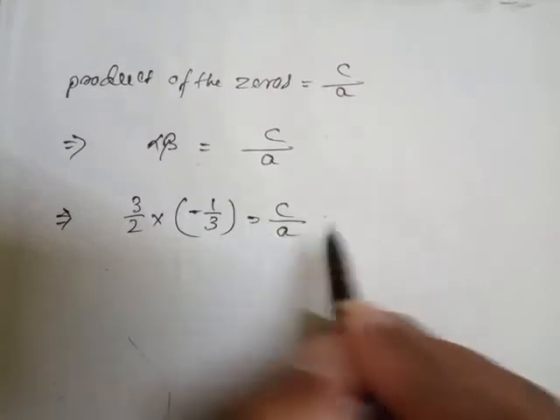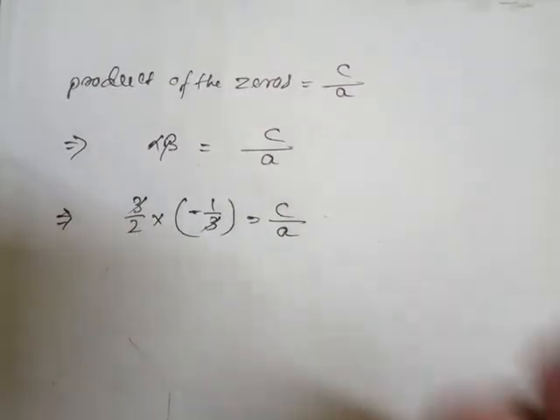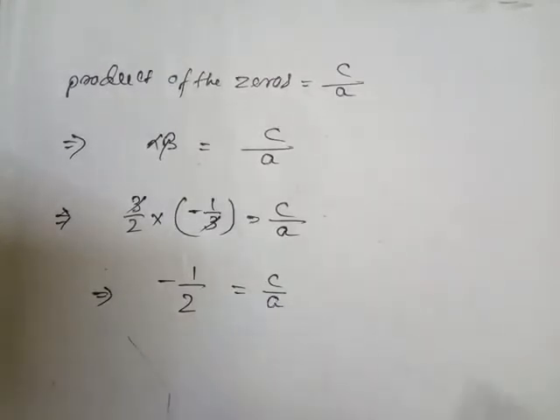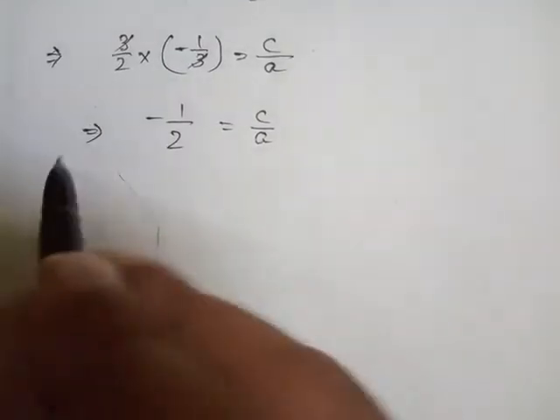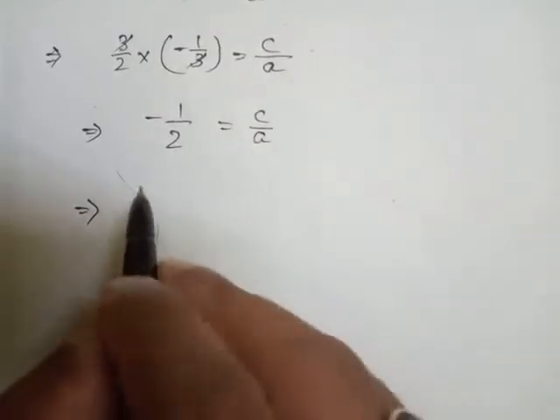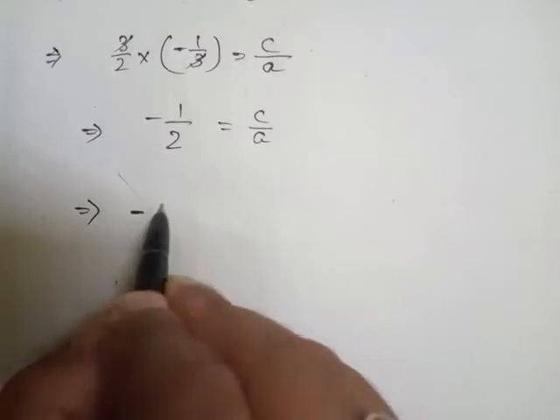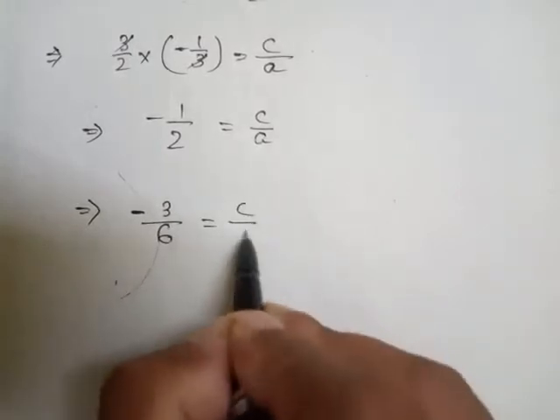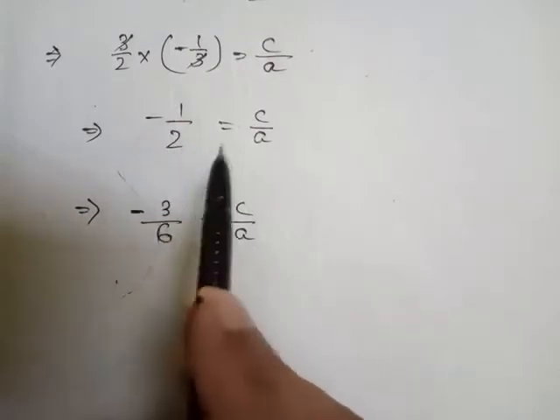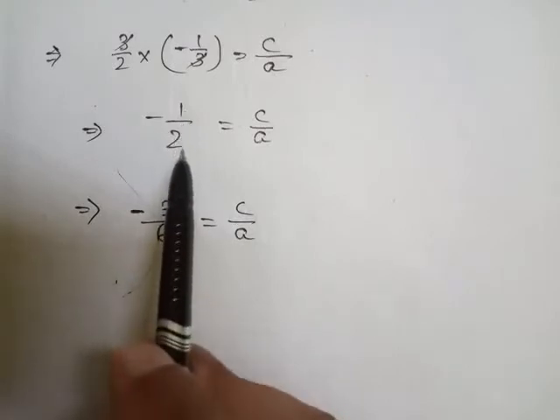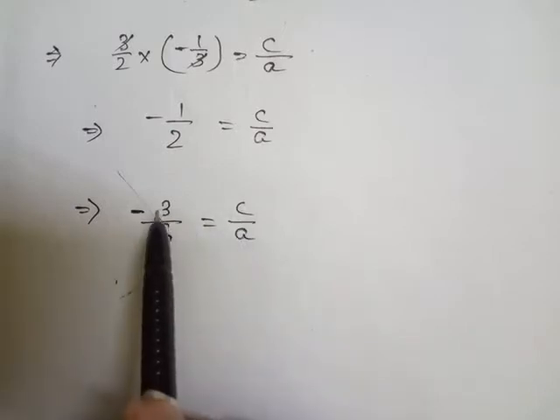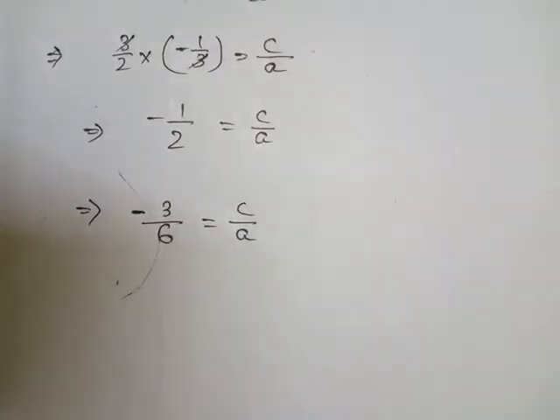So here c by a. Now look here, if I cancel 3 and 3, then the answer would be minus 1 by 2 equals c by a. Now students, since the value of a is 6 but here there is 2 only, if I write it like this, minus 3 by 6 equals c by a. 3 1s are 3, 3 2s are 6, means we got half here. I repeat, if I multiply both the numerator and denominator by 3, we get 3 by 6. So the value of a is 6 and the value of c is minus 3. So this is our product of the zeros.